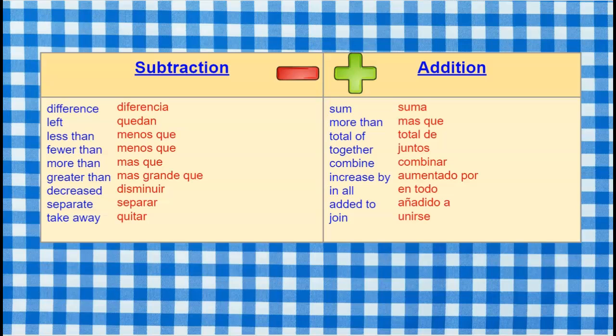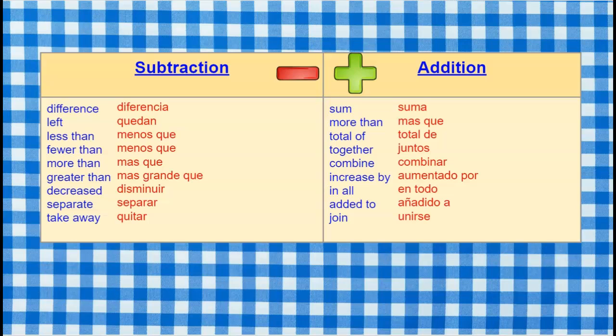Before we start reading some types of word problems, I want to go over some vocabulary that allows us to distinguish if a problem is going to be a subtraction problem or an addition problem. So when you hear the words difference, less than, fewer than, more than, greater than, decrease, separate, take away, those are some keywords that allow us to identify that the problem is going to be a subtraction problem.